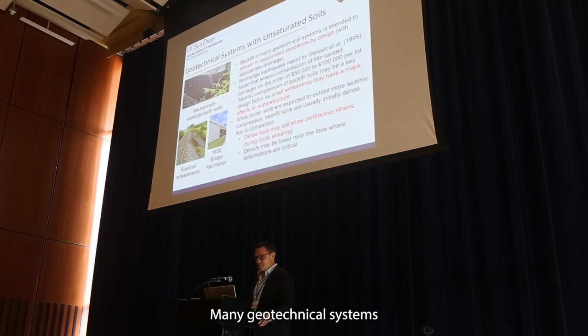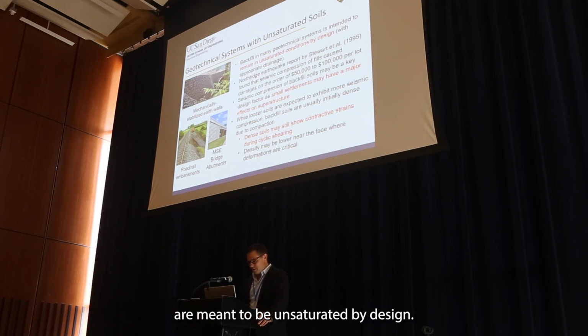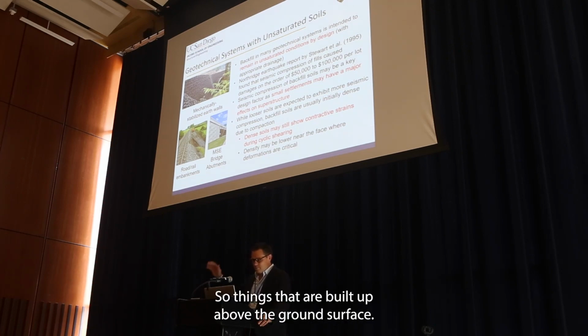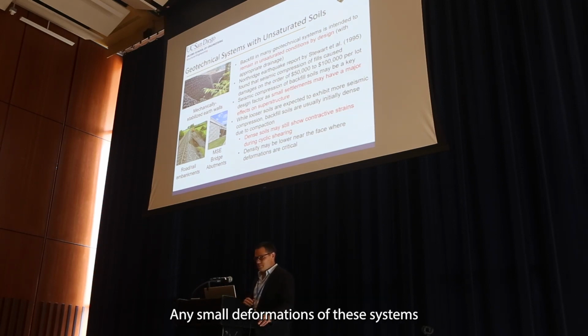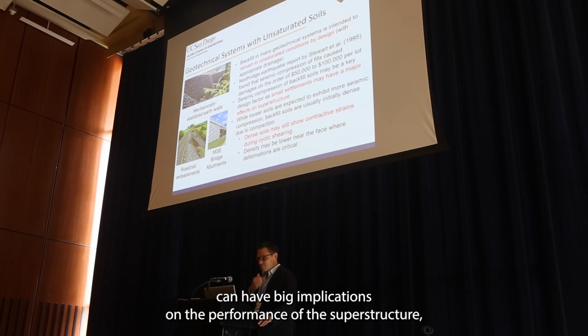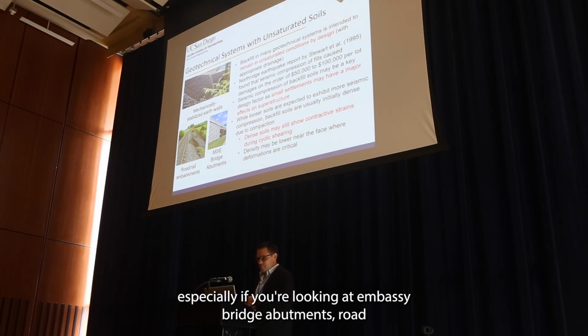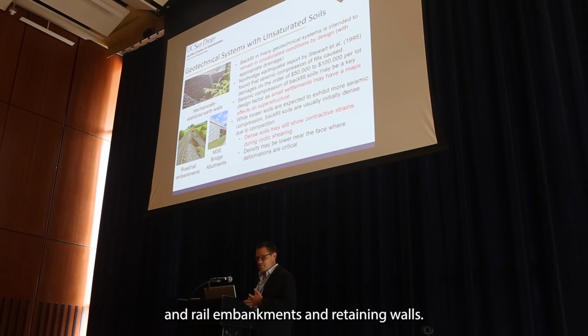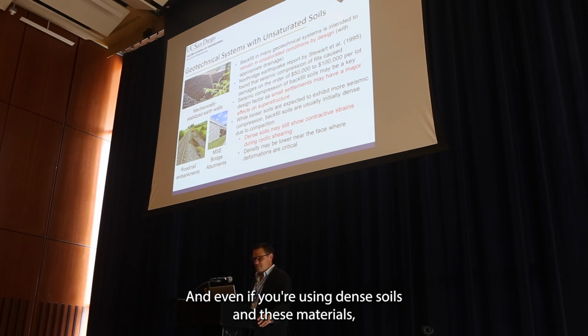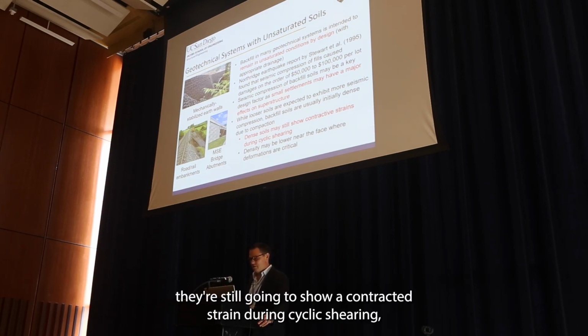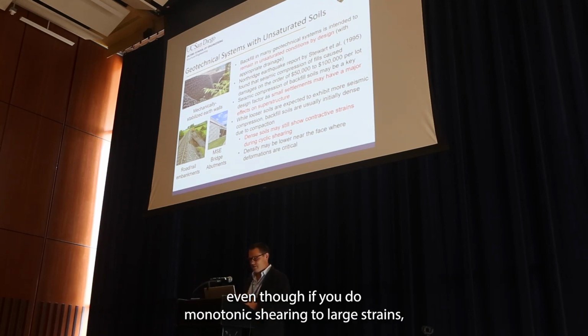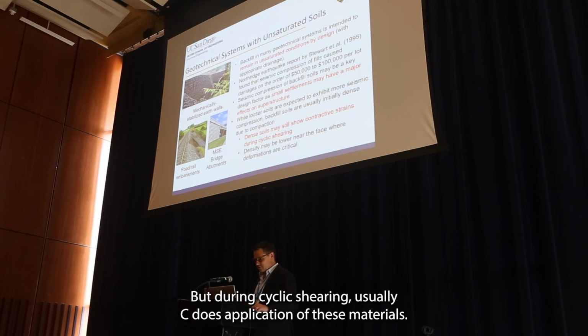So why is this important? Many geotechnical systems are meant to be unsaturated by design, so things that are built up above the ground surface. Any small deformations of these systems can have big implications on the performance of the superstructure, especially if you're looking at MSE bridge abutments, road and rail embankments, and retaining walls. And even if you're using dense soils in these materials, they're still going to show contractive strains during cyclic shearing. Even though if you do monotonic shearing to large strains, there's going to be dilation, but during cyclic shearing, you usually see densification of these materials.